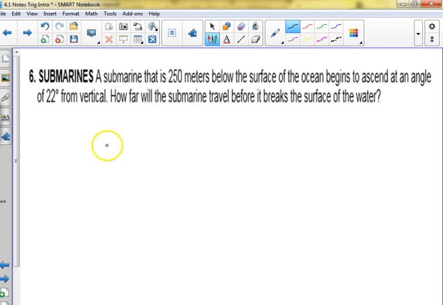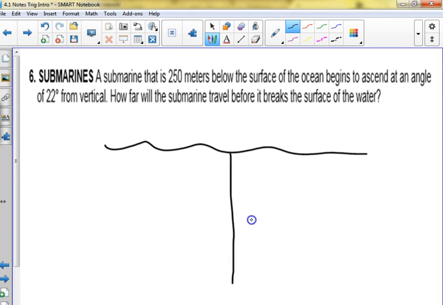Submarine, 250 meters below the surface. Okay, so if we measure down to the submarine, I'm going to assume we're going to measure in a straight line down, right? So he's 250 down. Begins to ascend at an angle of 22 from the vertical. Okay. So he's going up. I'm not even going to attempt to draw a submarine. And here, I'll draw a fish. How's that? Okay. Here, with a periscope. Okay.